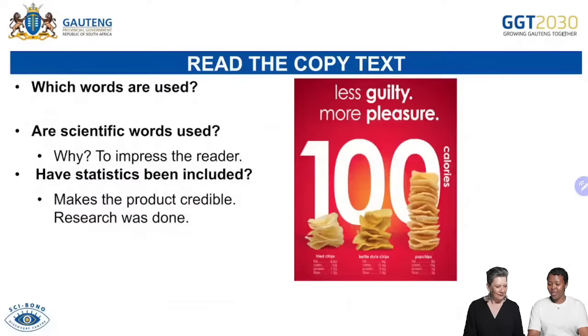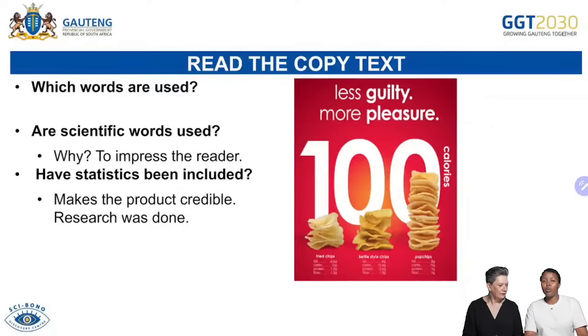Now, read the copy text. Again, which words are used here? One, what words are scientific words and why? You have to ask yourself that question and be able to respond to it. Have statistics been included in this text? You go again to the advert, you look for the statistics, and if you see any of them there, that's the answer.